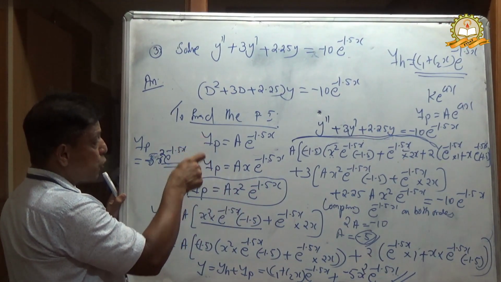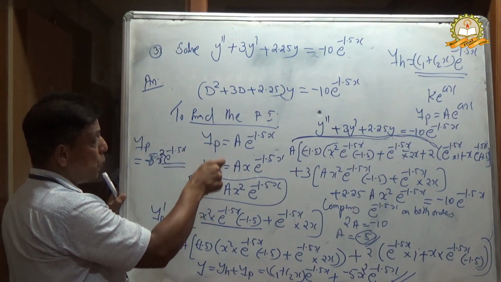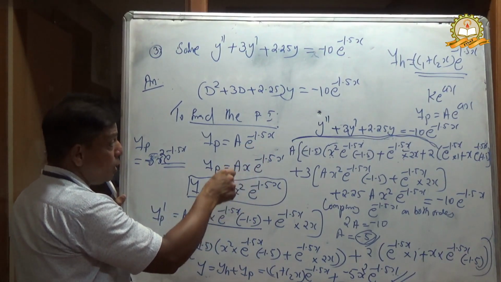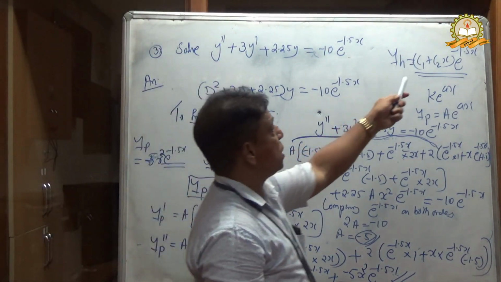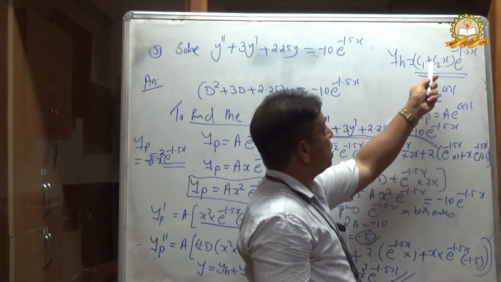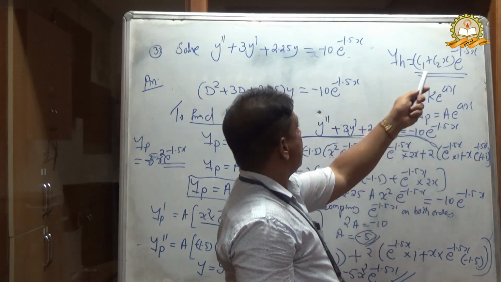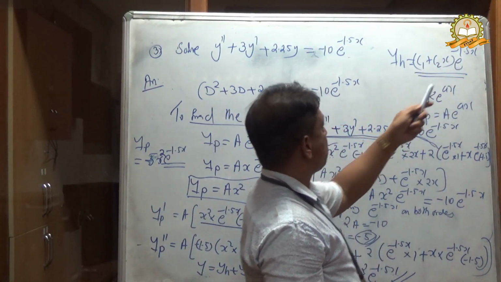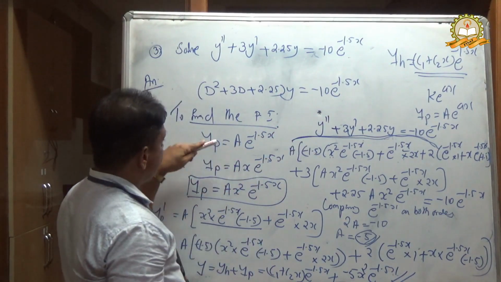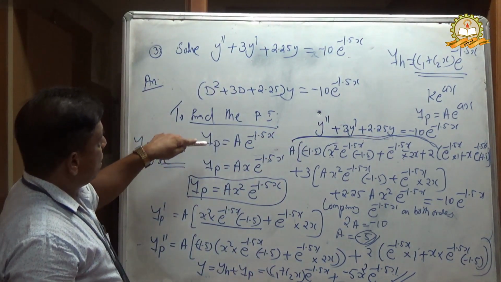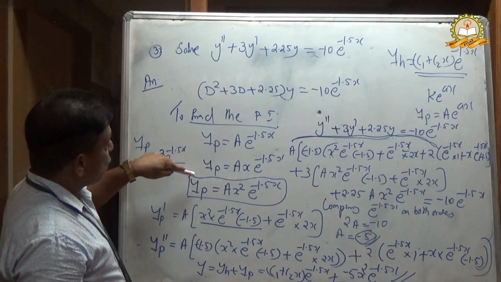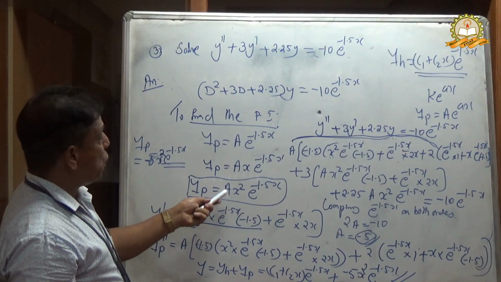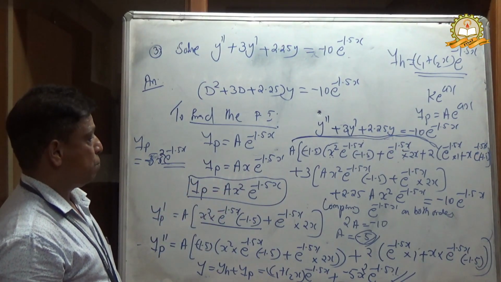Therefore, here we assume yp as a x² e^(-1.5x). This depends upon the complementary solution. We should check the complementary function. The terms c1 e^(-1.5x) and c2 x e^(-1.5x) are already contained in it, in this case and this case. Therefore, we multiply yp by x², giving a x² e^(-1.5x).